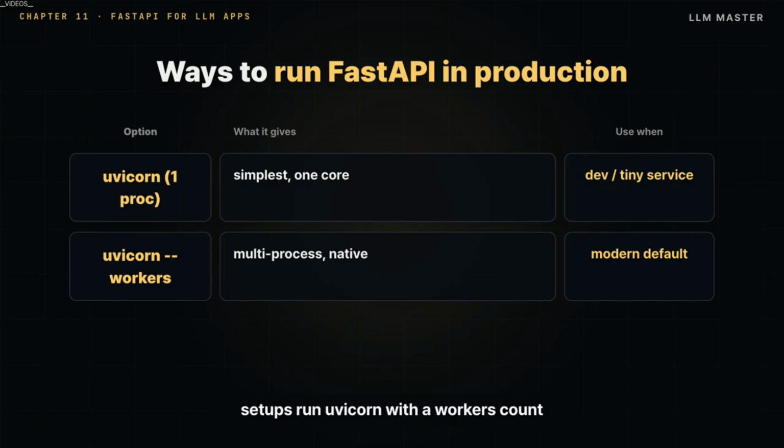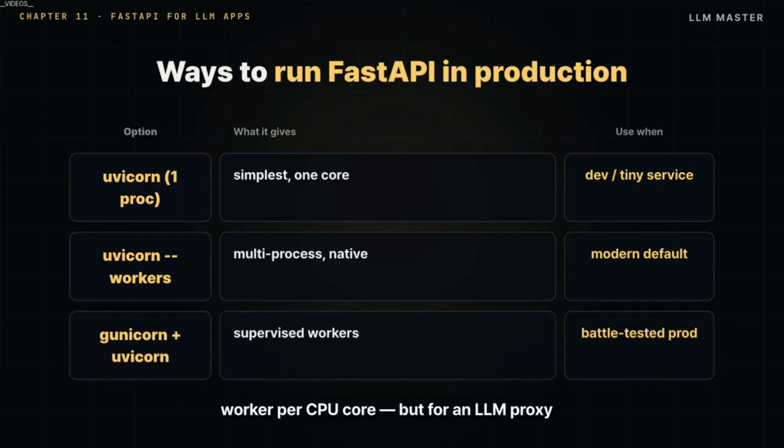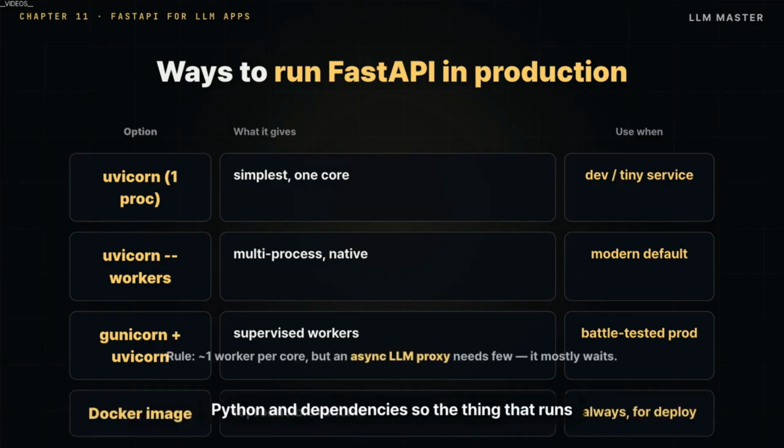Newer setups run Uvicorn with a workers count directly. Either way, the rule of thumb is roughly one worker per CPU core. But for an LLM proxy that's mostly waiting on the network, a single async worker already handles heavy concurrency. So don't over-provision. Then containerize. A Dockerfile pins your Python and dependencies, so the thing that runs in production is byte for byte what you tested. Here's the comparison. Pick your process model deliberately, because it's the difference between an API that saturates a machine gracefully and one that falls over the first traffic spike.